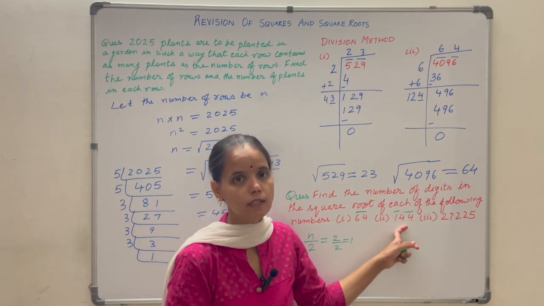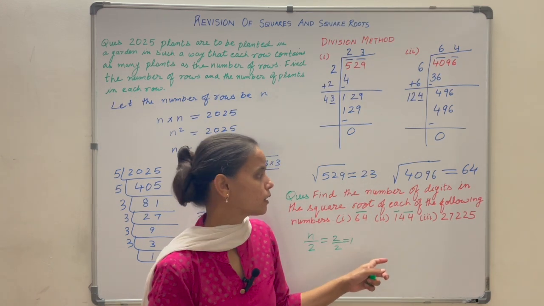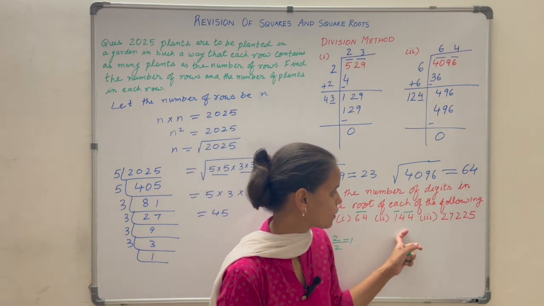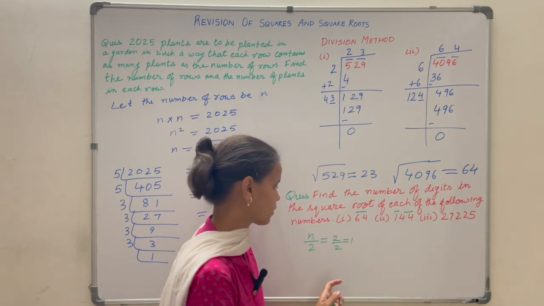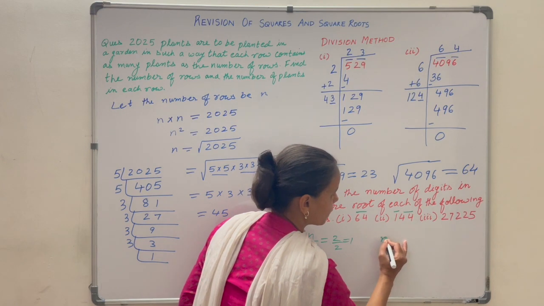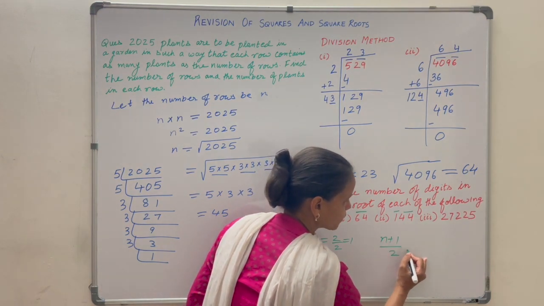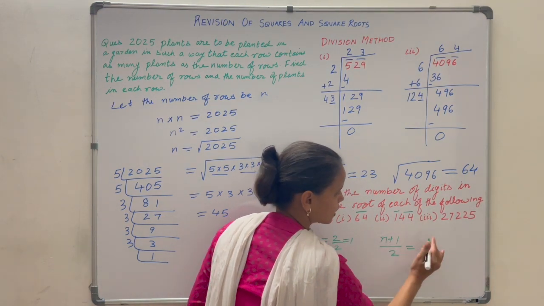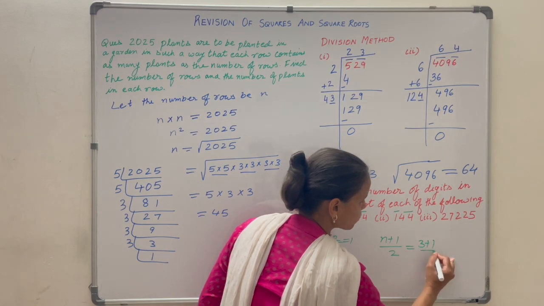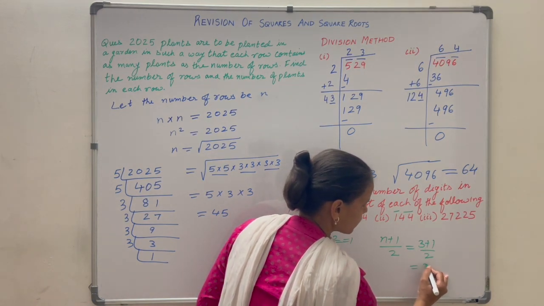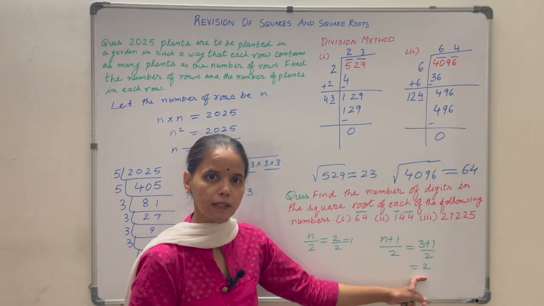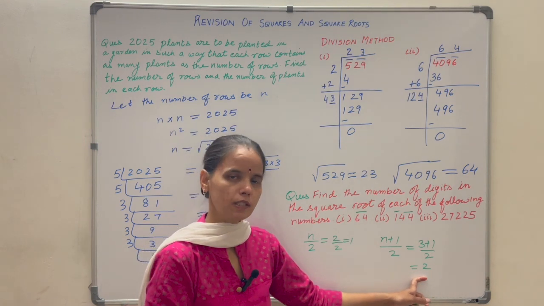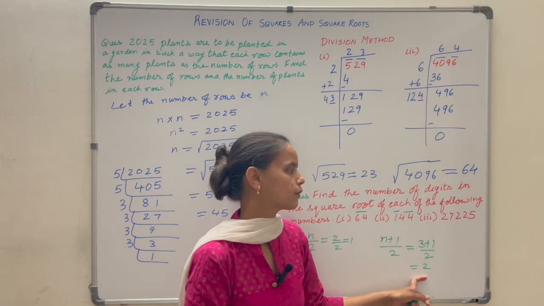Here you see this is an odd number. To find out the number of digits in the square root when the number is odd, what you have to do? This is the formula, (n plus 1) divided by 2. Your n here is 3. So 3 plus 1 is 4 divided by 2 is 2. So with this method you also got 2 digits in the square root of the given number.